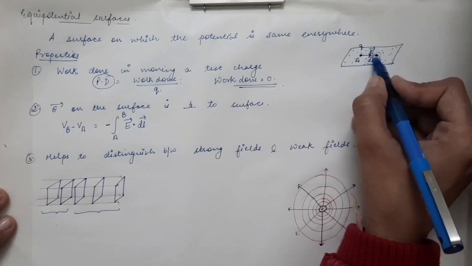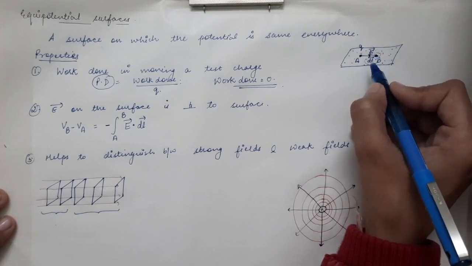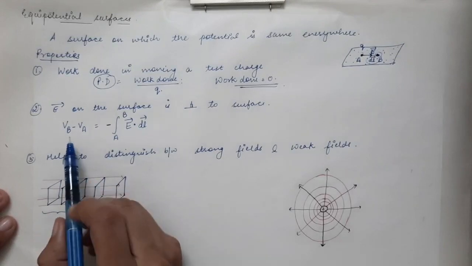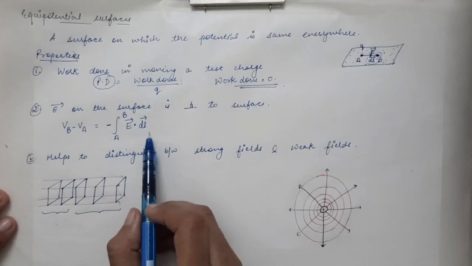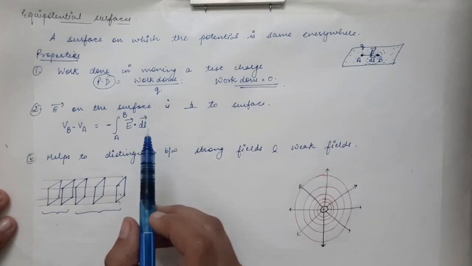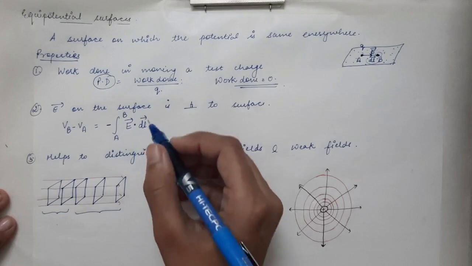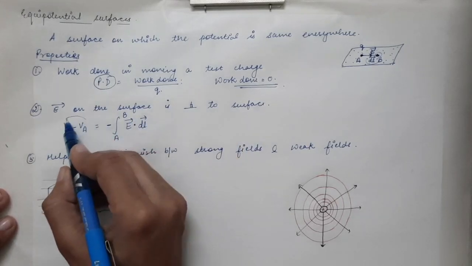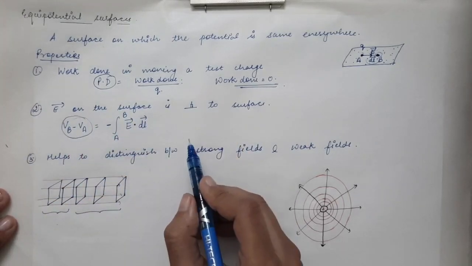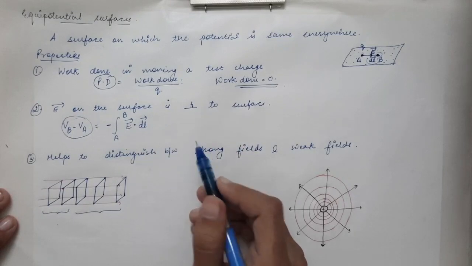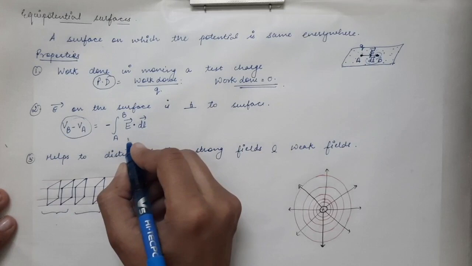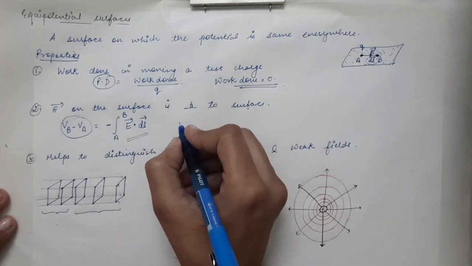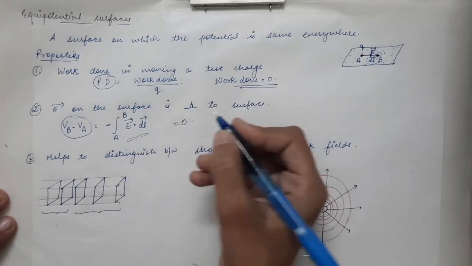And what is the electric field? It is E vector. So what will be the potential difference? Potential difference will be given by exactly this formula, which we are well aware of from the starting of this chapter. The potential difference VB minus VA will obviously be equal to 0 because we are talking about equipotential surfaces. So the left hand side will be equal to 0, and therefore the right hand side will also be equal to 0.